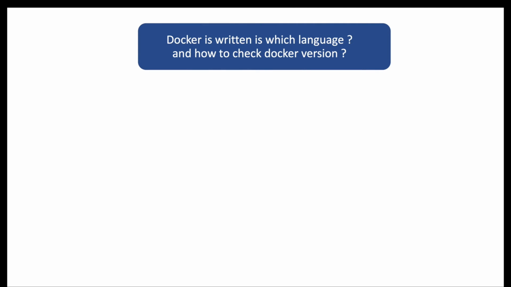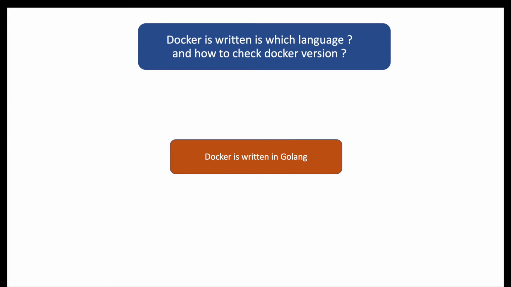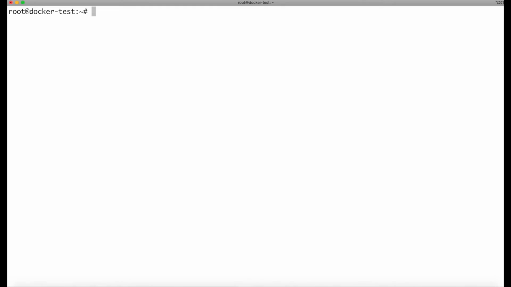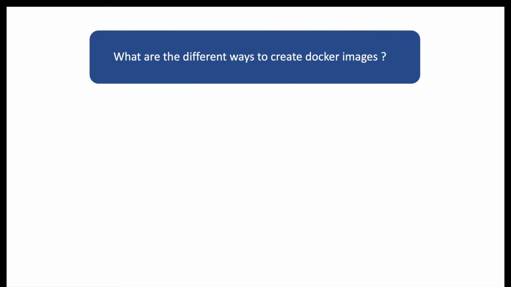Now moving to the next question. Docker is written in which language and how to check the Docker version? This is a very basic question, but sometimes this can also be asked. So Docker is written in Golang. Now let me take you to the command line to check the Docker version. The command to check Docker version is docker -v. My current Docker version is 19.03.11.